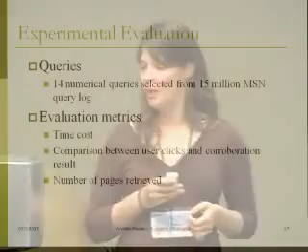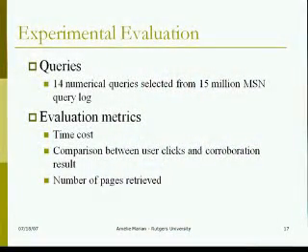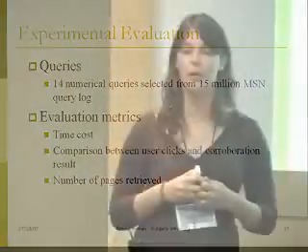So, a quick preliminary experimental evaluation: we selected 14 numerical queries from the query logs, and we selected queries that had numerical parameters and that had more than 1 click for information extraction. We evaluated the costs of the corroboration and used the user clicks, so the query logs, to assess the quality of our results by comparing the pages users clicked on and the pages from which we retrieved our top 1 answer. And we also considered the number of pages retrieved, how deep in the search engine query results we should go.